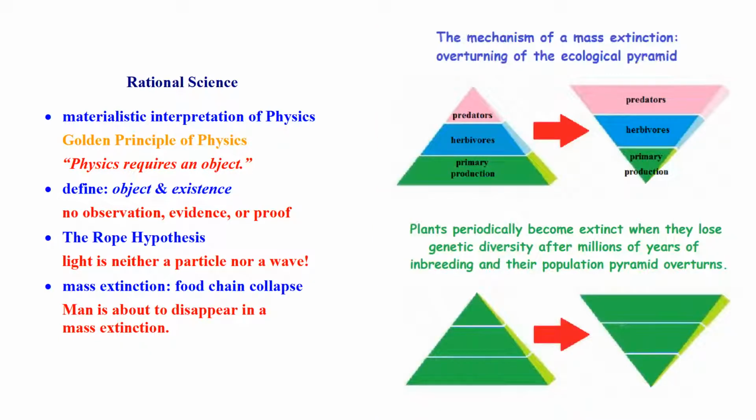We propose that the mechanism of a mass extinction, which is what's going to happen to man, is the overturning of the ecological pyramid. That comes at the heels of plants overturning. Okay, so the plants, which is the primary production, they overturn their population pyramid. They lose their genetic diversity, and it's an economic collapse.